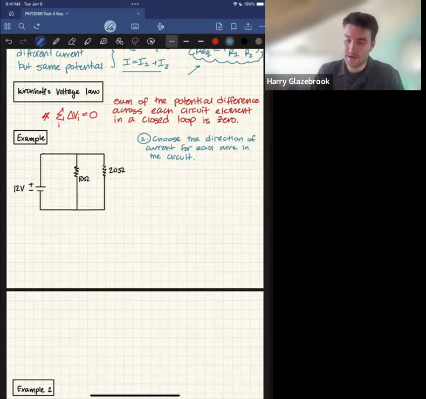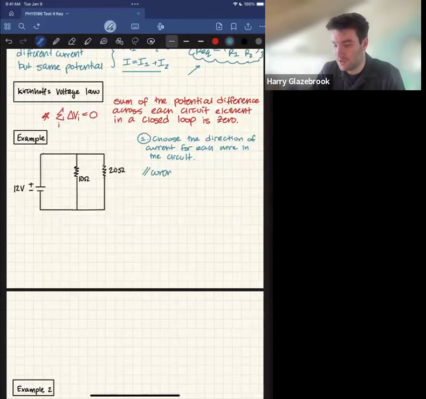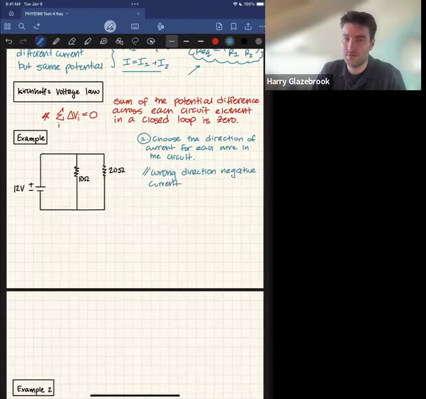The other thing is I really can choose any direction I want. If I choose the wrong direction, all that's going to happen is I get a negative current. So wrong direction, negative current. And if I see that negative current later on in my calculations, all I'm going to do is flip the direction. So I'll say, okay, my current wasn't pointing down. It turns out it was pointing up. So that's all you'll do.